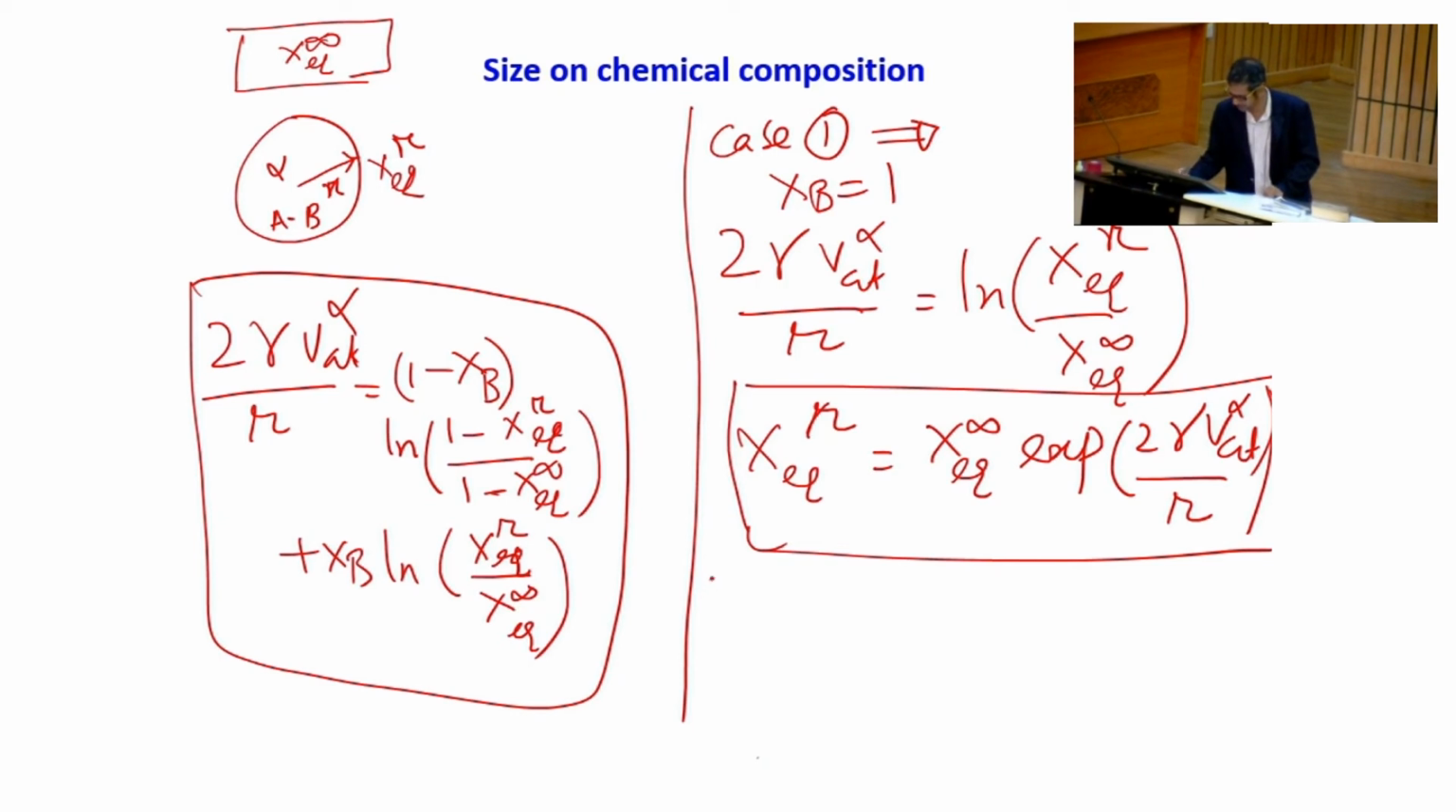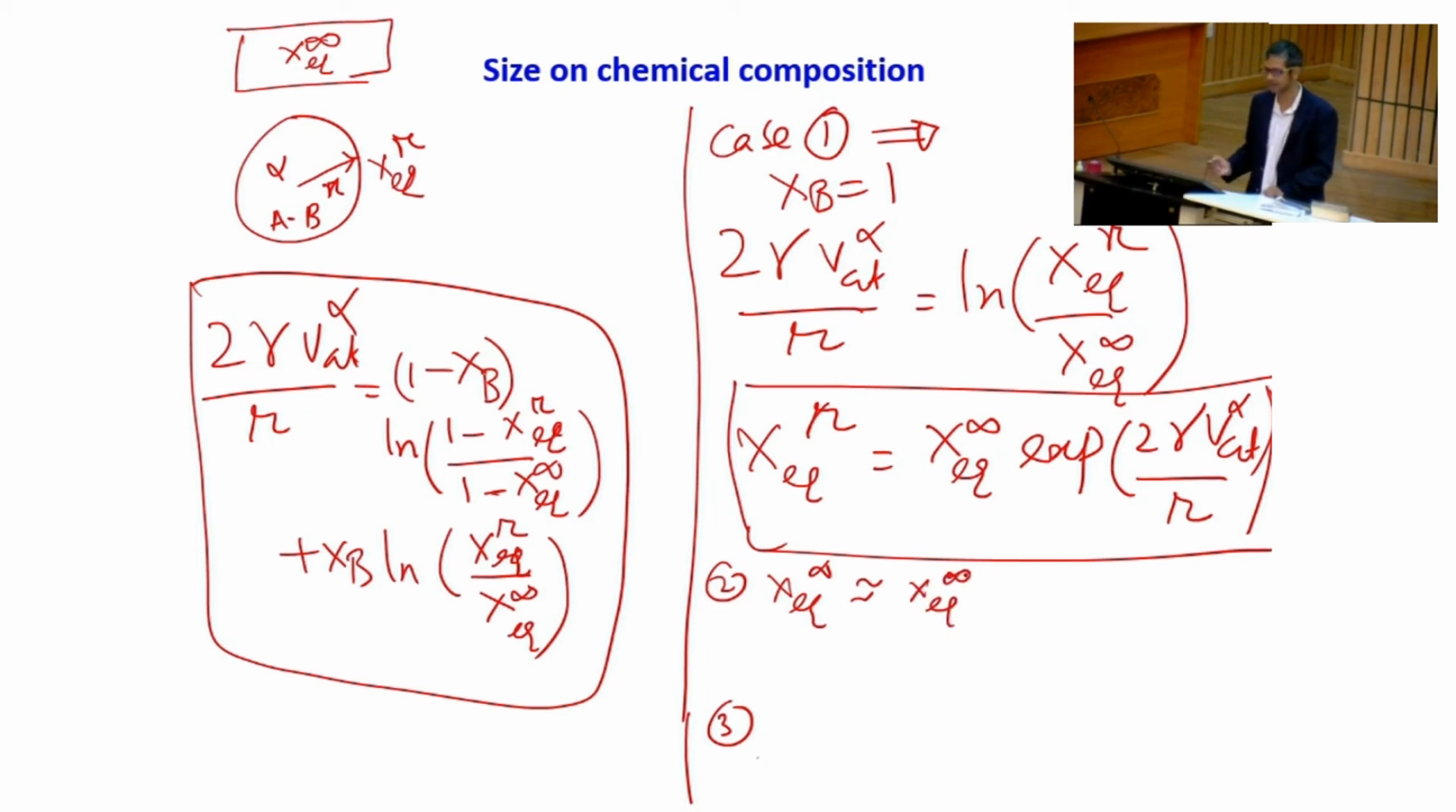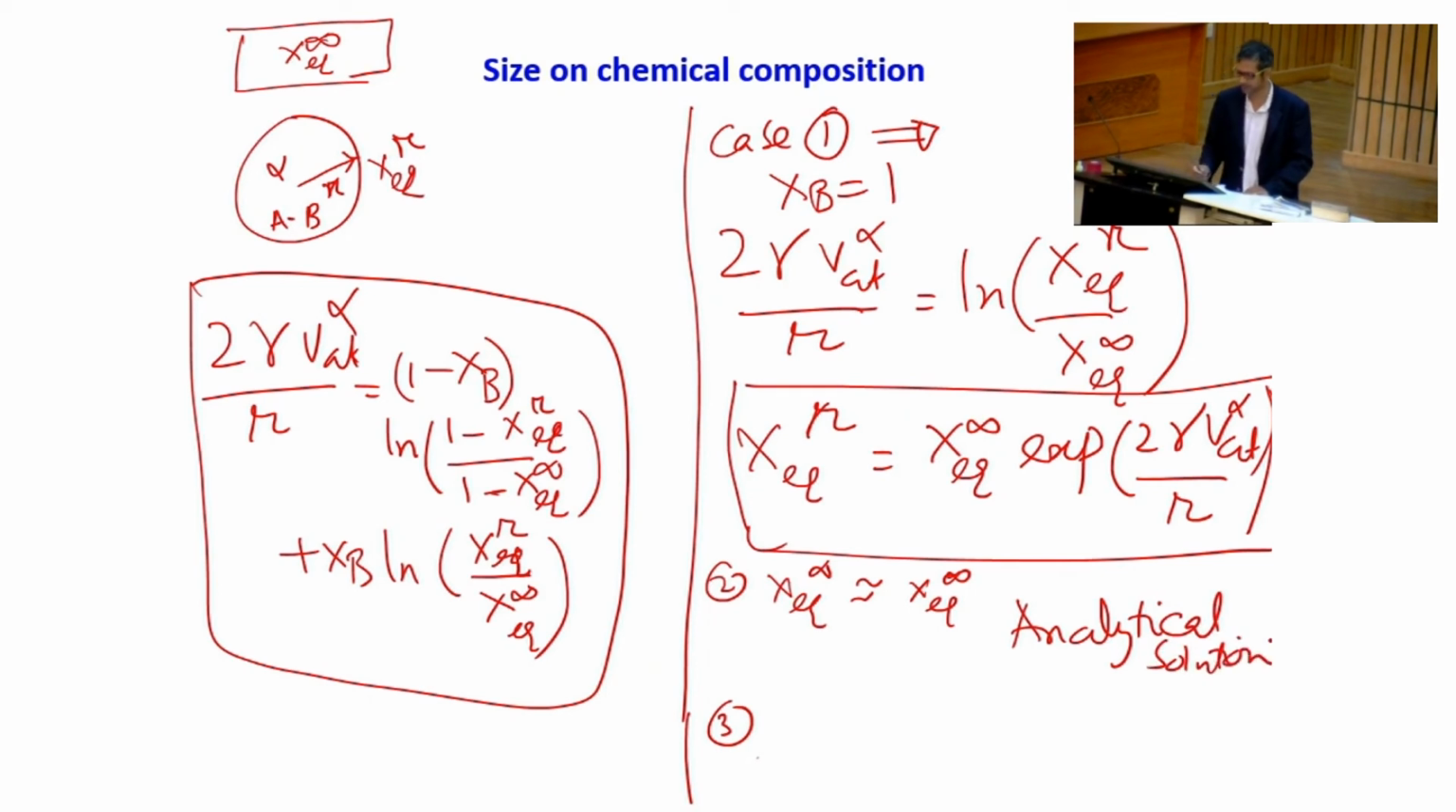The second assumption, and the third, which is homework for you, is that you can always assume x equilibrium R is almost equal to x equilibrium infinity. That is nothing but a bulk. You can try it out. It will lead to analytical solutions, and I would like to know what the analytical solutions are. Please do your homework and submit.